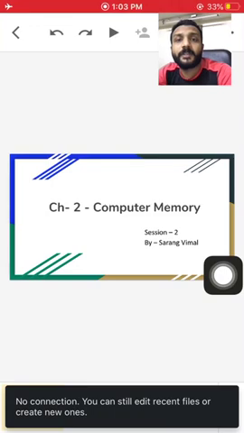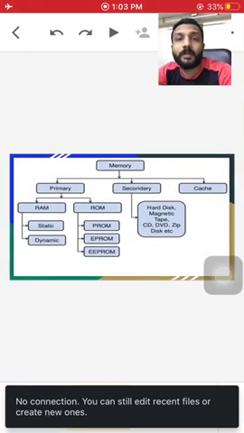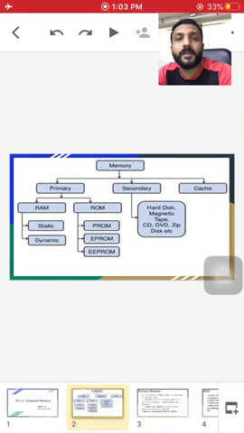I'm here back today with the second session of chapter 2, that is computer memory. In session 1, we discussed the memory units and how they work. Today we're going to continue with the chapter: memory is further divided into three categories, that is primary memory, secondary memory, and cache memory.